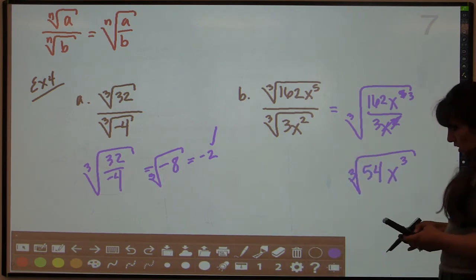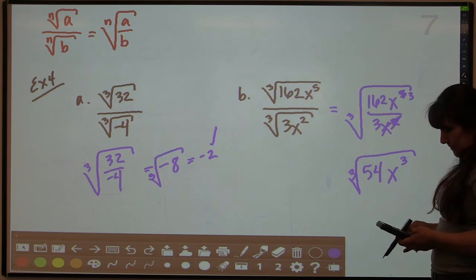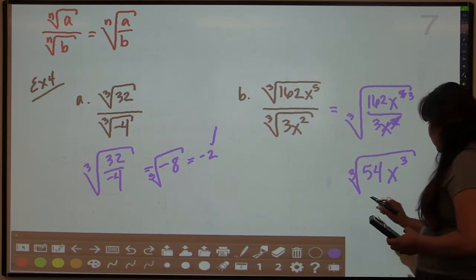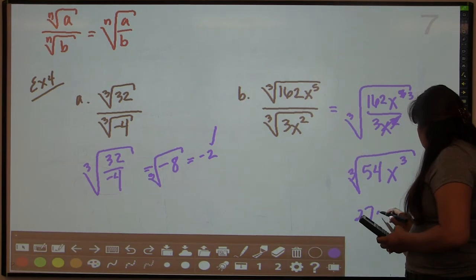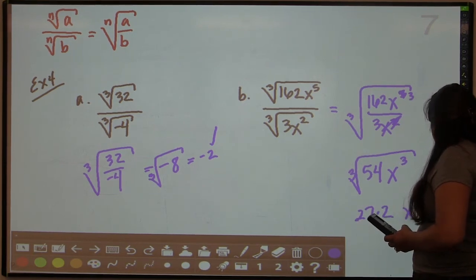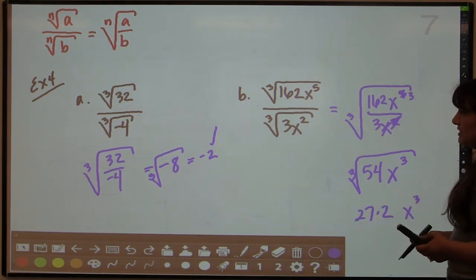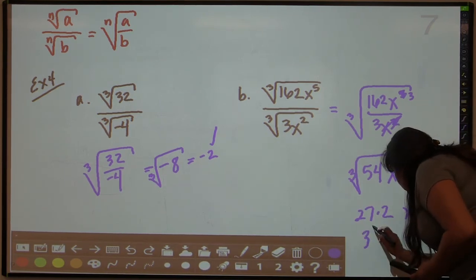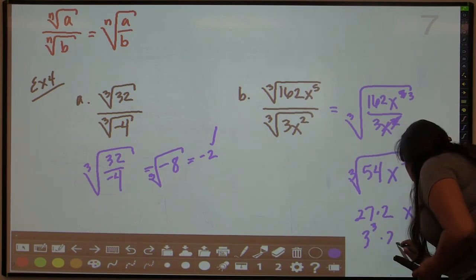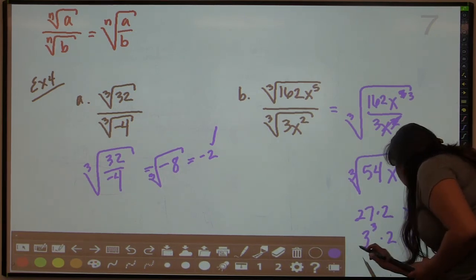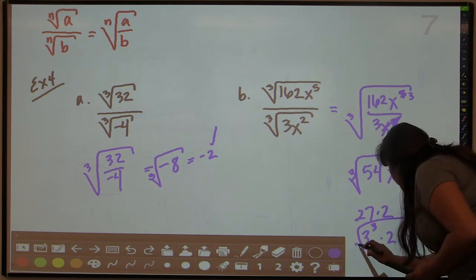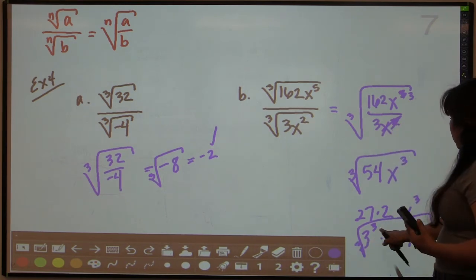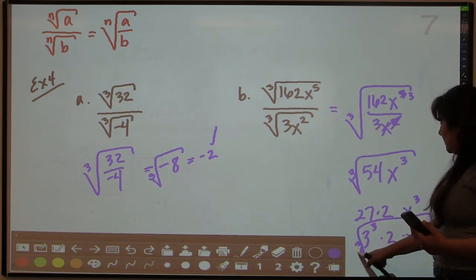And 54 is not a perfect cube, but, sorry, here, it does have a 27 in it. 54 is the same thing as 27 times 2. Did you guys know that? And we already said before that 27 is 3 to the 3rd power. So we have 3 to the 3rd power times 2 times x cubed, and all of that is underneath this cubed root. And again, anything that has an exponent of 3 will cancel with the index of 3.